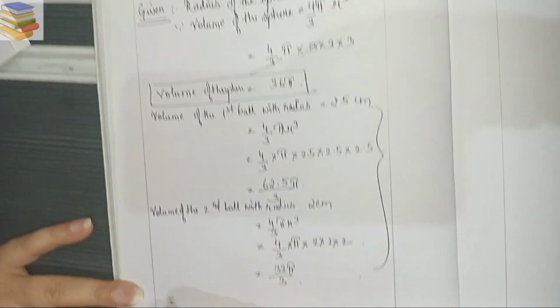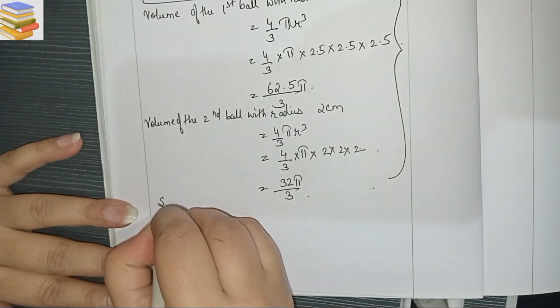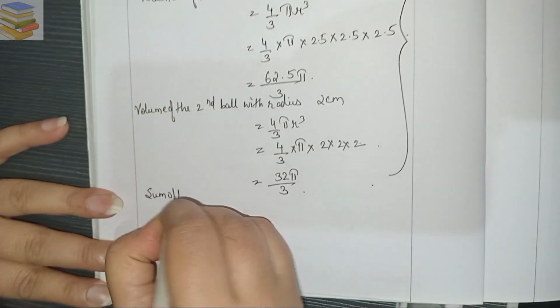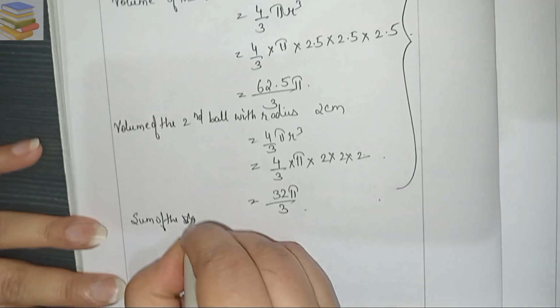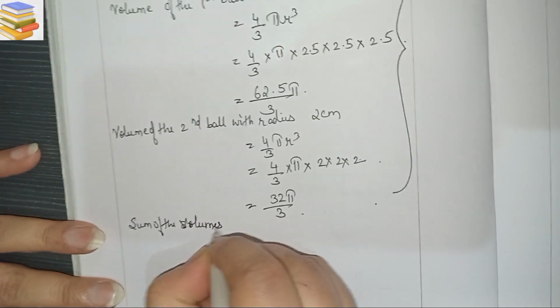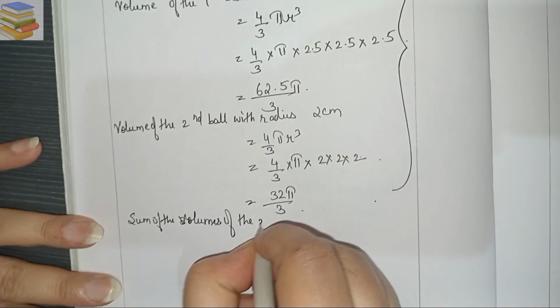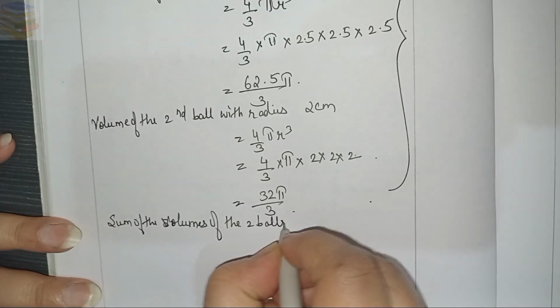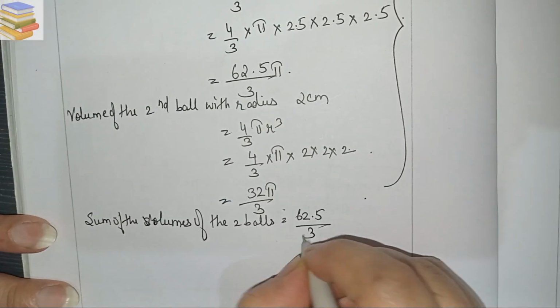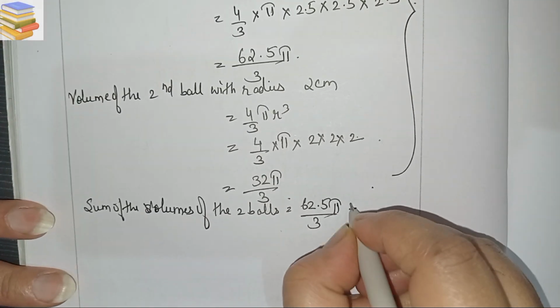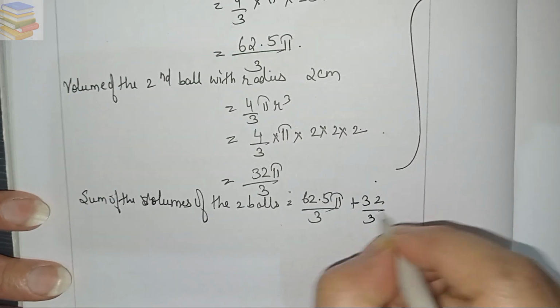So the sum of the volumes of the 2 balls is equal to 62.5 pi over 3 pi plus 32 over 3 pi.